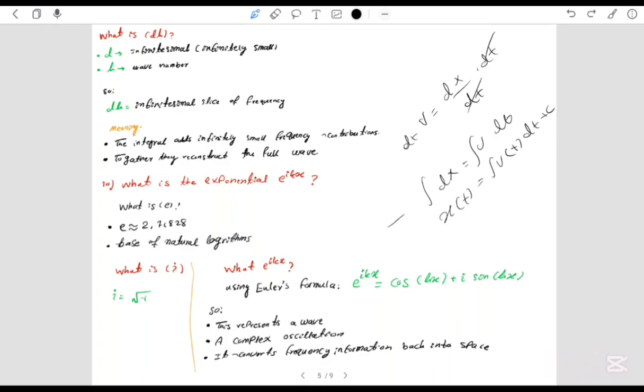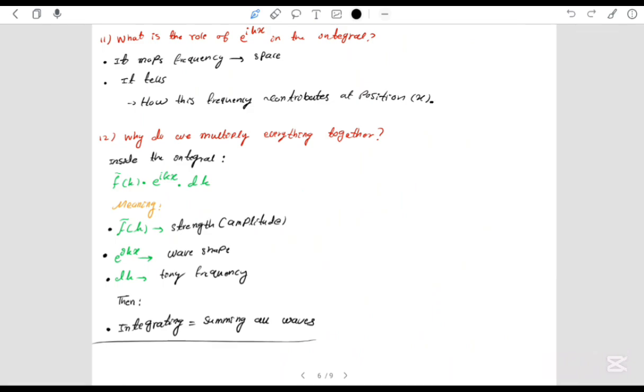As I talked about here, this is an analogy to understand how we use an integral to put together an infinite amount of velocities to find the position. But in this case, we put together an infinitesimal amount of frequencies to reconstruct the actual shape, right? What is the role of e to the ikx in the integral? It maps frequencies into space. It tells us how each frequency contributes at position x.